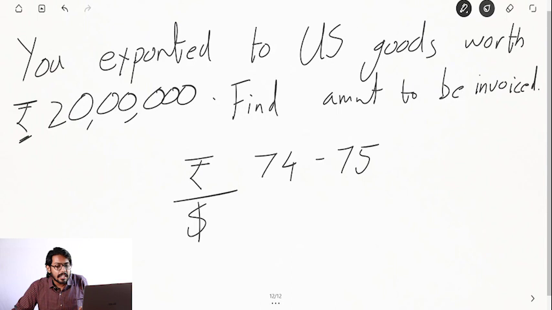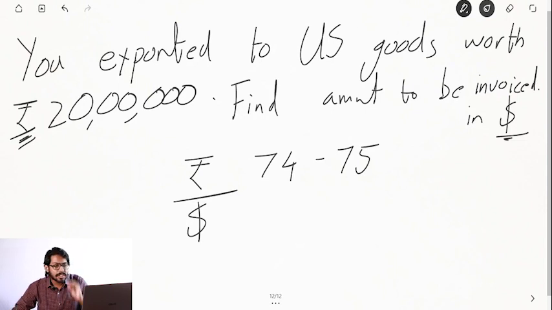Find out the amount to be invoiced in dollars. You are exporting 20 lakh rupee. You have to find the amount to be invoiced in dollars. You are converting rupee to dollar. Wrong. Are you converting rupee to dollar? Do you have 20 lakh rupees with you? See, in the question it's given rupees. In the answer you have to find dollar. Are you converting rupee to dollar?